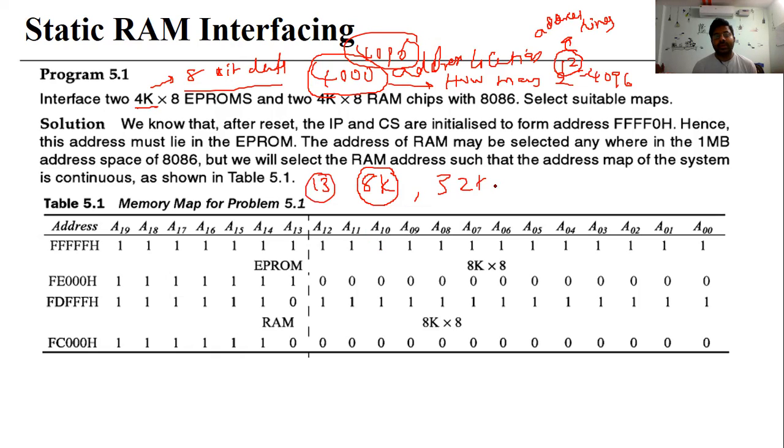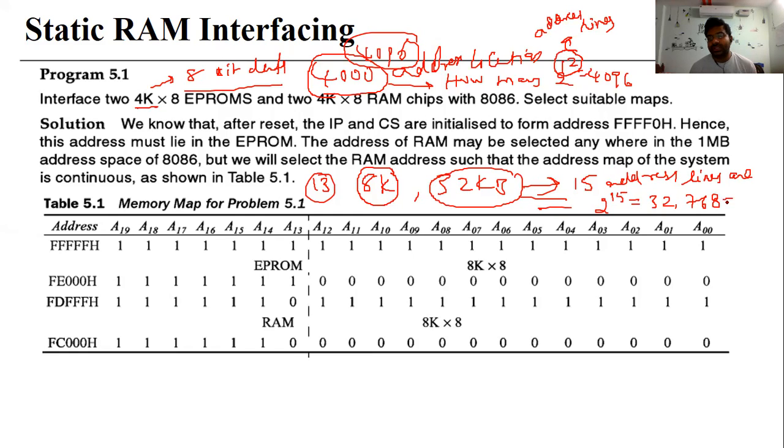For 32 KB, how many address lines are required? 32,000. So 14? No, 14 is also insufficient. 15, yes. 15 address lines are required. 2 power 15 is nothing but 32,768, which is nearly equivalent to 32 KB. It indicates the address locations.